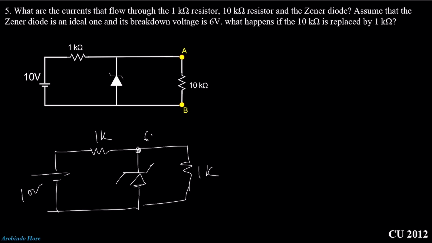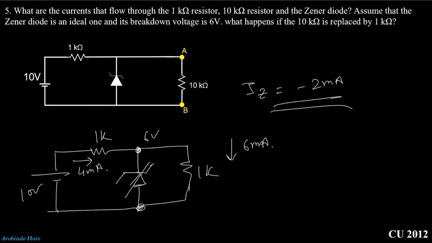This is 6 volt, that means this current will be 6 milliampere. And this is 10 volt, that means this current will be 4 milliampere. Here you can see IZ is minus 2 milliampere. That means the Zener diode is turned off. So what we need to do is open the Zener diode.